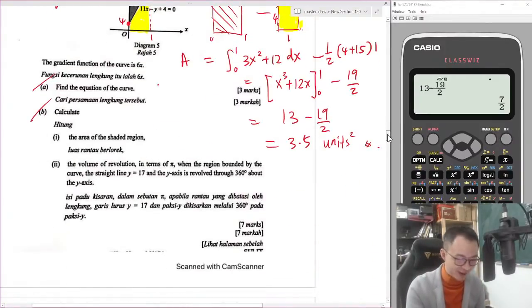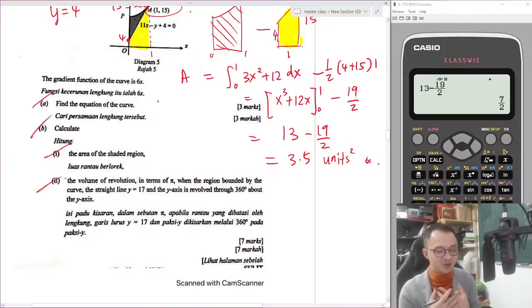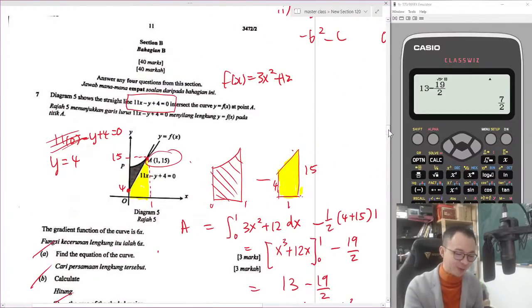Okay, we're done with this part, and then we still have some volume. The volume in terms of pi, when the region bounded by the curve, the line y equals 17, and the y-axis is revolved 360 degrees about the y-axis. We need to draw the line y equals 17, slightly higher. So they're talking about this small area.